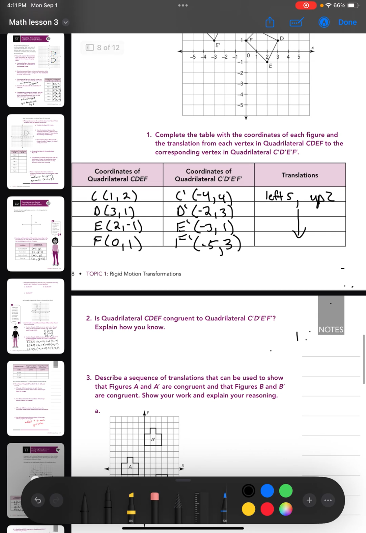So is quadrilateral CDEF, the original image, congruent to the quadrilateral CDEF of our new image? Yes. And how do we know? Same sequence of movements.